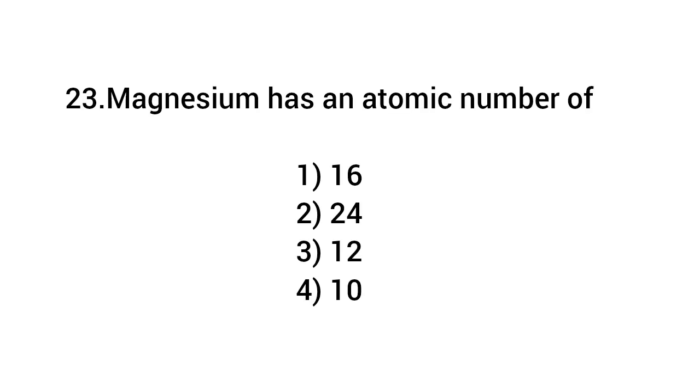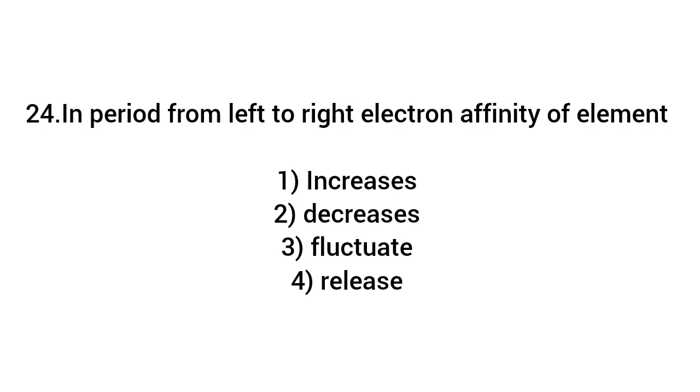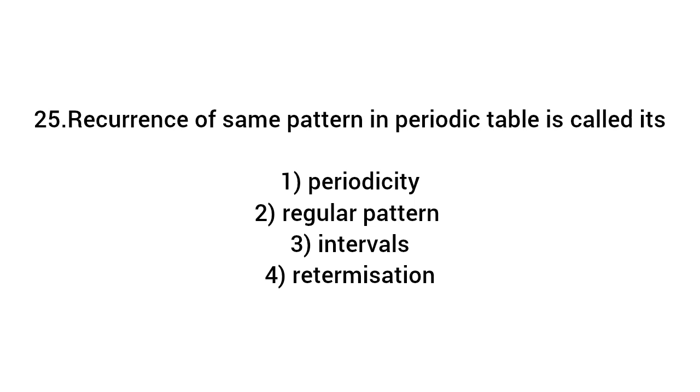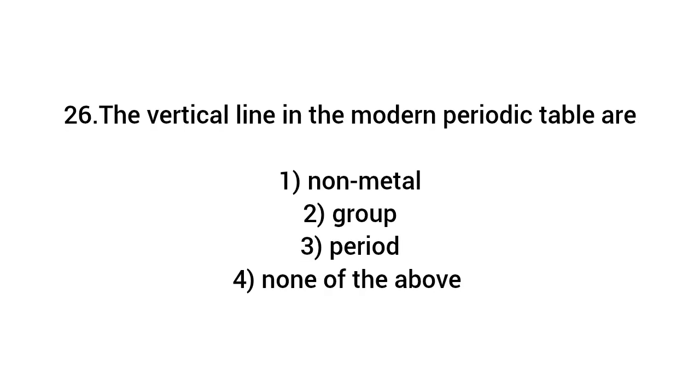Magnesium has an atomic number of, and the correct option is option third. In period from left to right, electron affinity of element, correct option is first, increases. Recurrence of same pattern in periodic table is called, its answer is periodicity. The vertical line in the modern periodic table are, option is second, group.